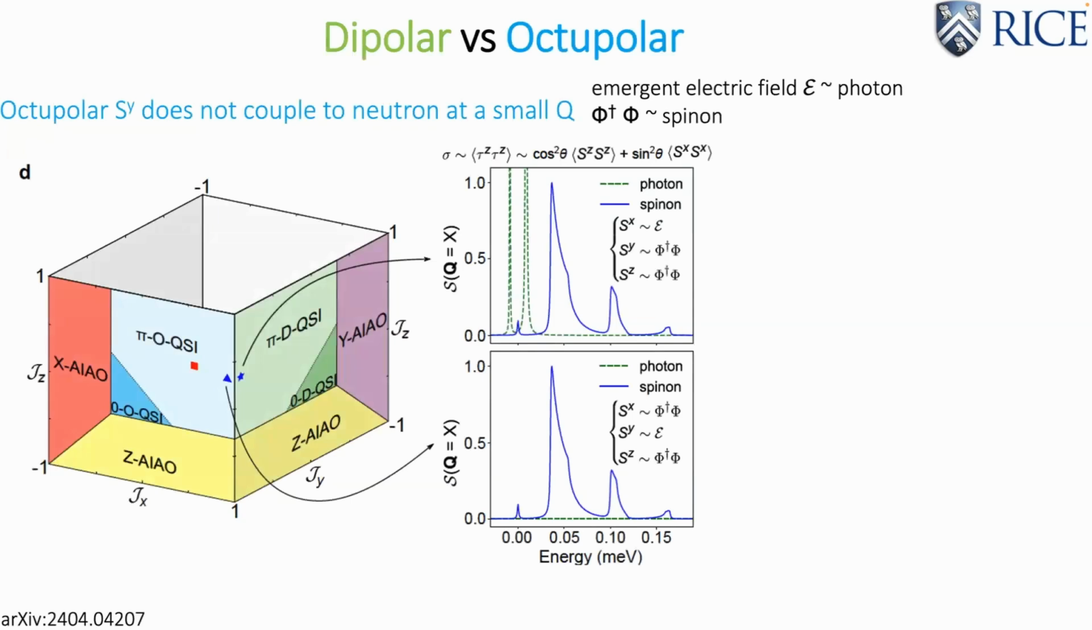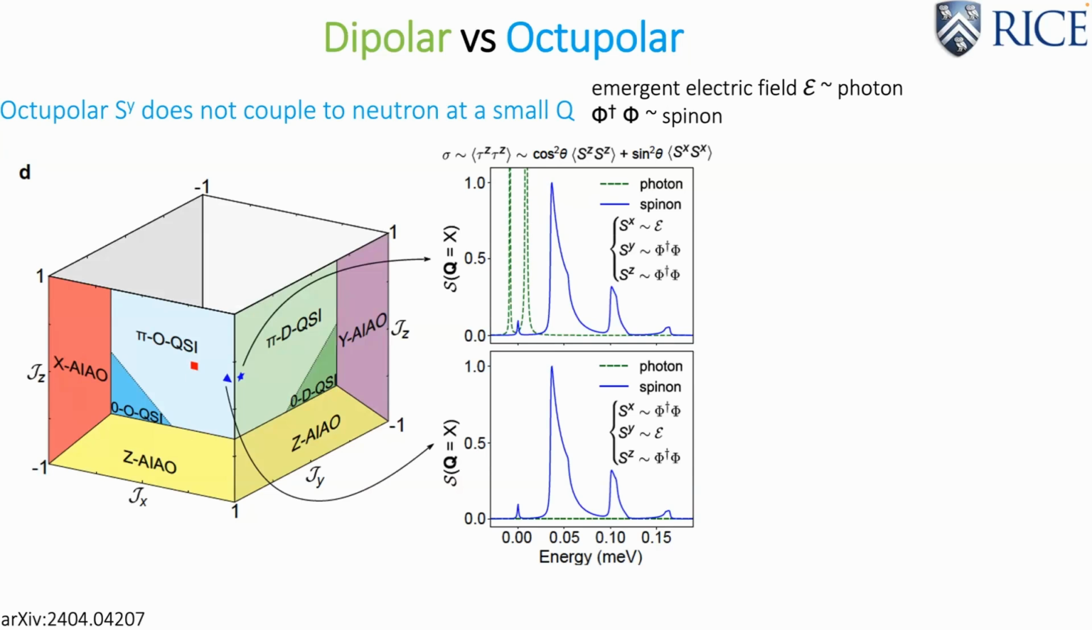Okay, so this is the phase diagram. Depending on the value of J and Y, and also whether it's pi flux or zero flux, we can have four types of quantum spin ice: zero or pi flux, dipolar or octupolar dominant.